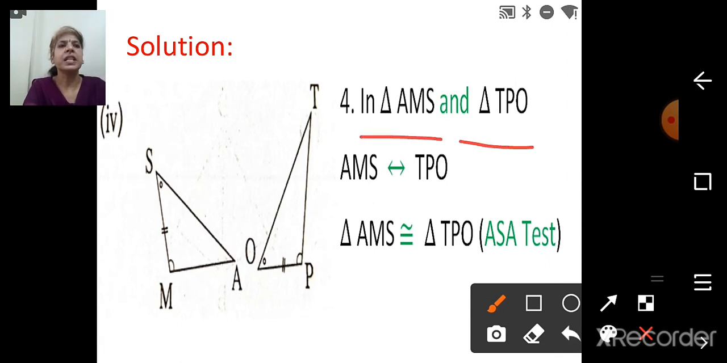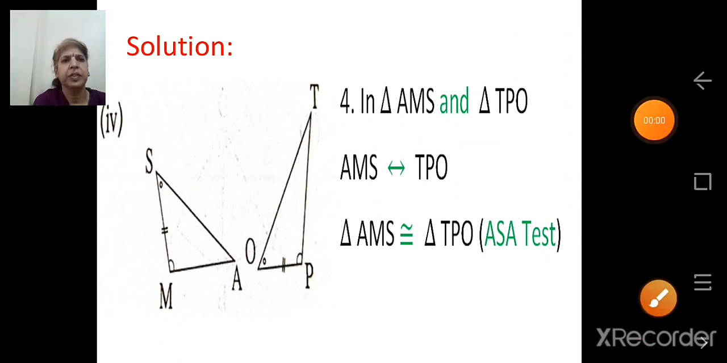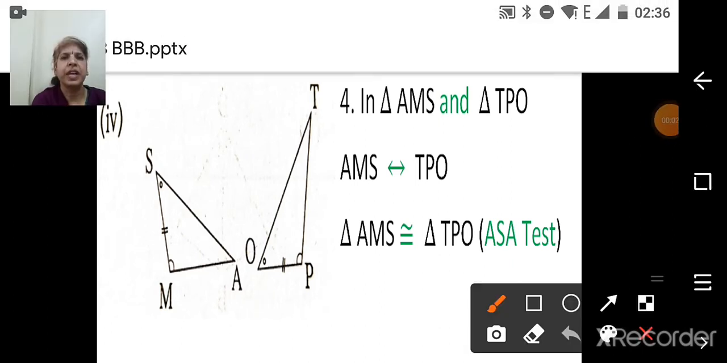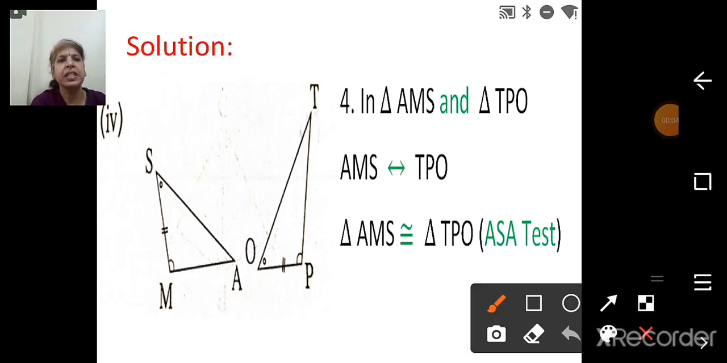So AMS and TPO. Now correspondence. If you write the names correctly, that only we can write as correspondence. So AMS corresponds to TPO. And remember children, when we are writing correspondence, we are just writing the vertices. And then which test is it? It is angle, side, angle, included side. So triangle AMS is congruent to triangle TPO by ASA test.